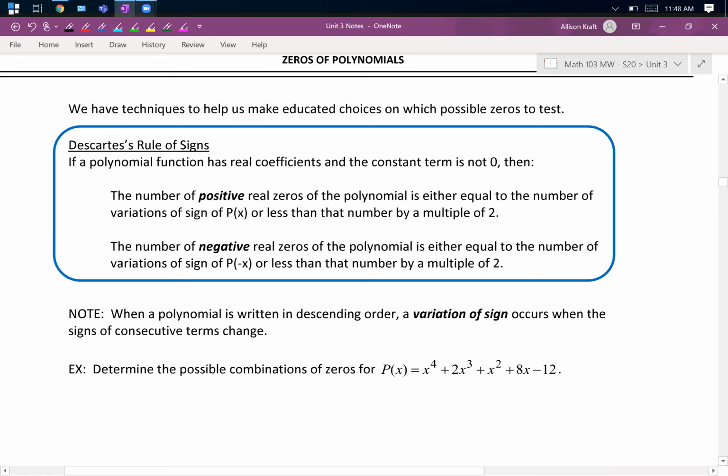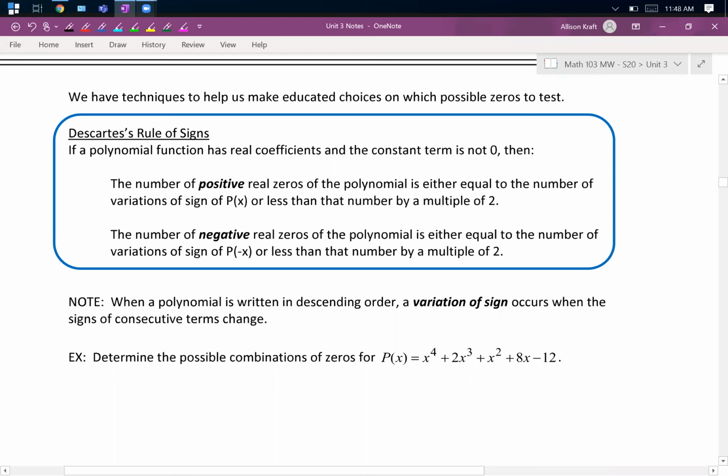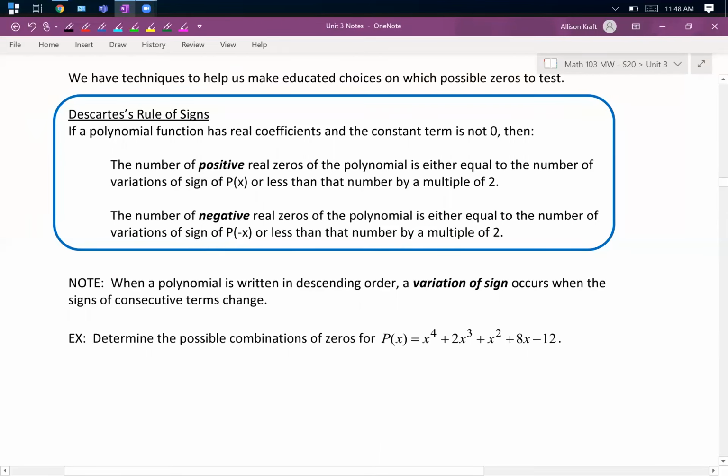Our first technique is called Descartes' rule of signs. And Descartes' rule of signs says if a polynomial function has real coefficients and the constant term is not 0, then the number of positive real zeros of the polynomial is either equal to the number of sign variations in p of x or less than that by a multiple of 2. The number of negative real zeros in a polynomial is either equal to the number of sign variations in p of negative x or less than that by a multiple of 2.